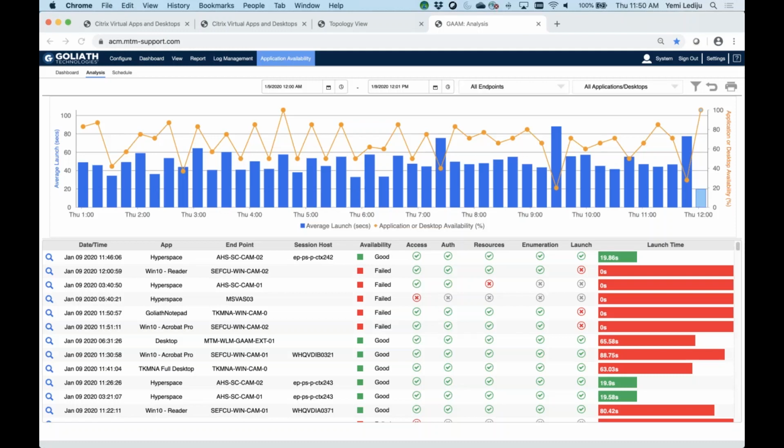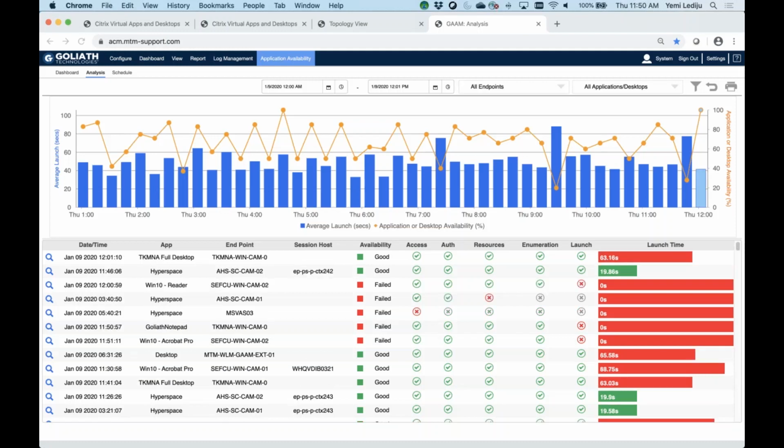gives you an early warning system with details so you can see exactly what would present to users if they come up with these issues. So at the top of the screen here, you have a live dashboard of all of the launches taking place before users are actually logging into the environment.